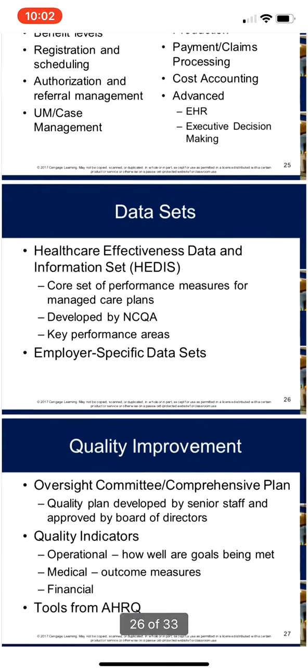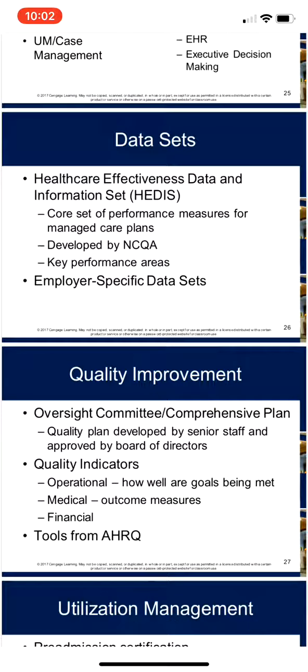All right, staying on page 141, going to move down and talk about data sets. Going to talk about HEDIS. The Healthcare Effectiveness Data and Information Set, also known as HEDIS, is a core set of performance measures for managed care plans. HEDIS was designed in 1991 by NCWA to help employers compare health plans, understand the value of what their healthcare premium is purchasing, and hold the health plan accountable for performance against these measures.